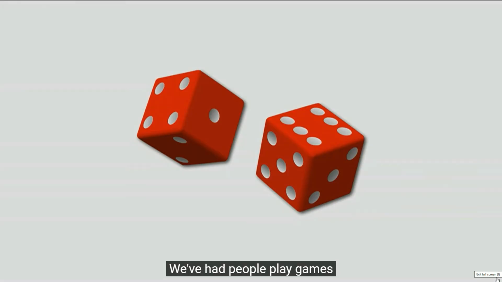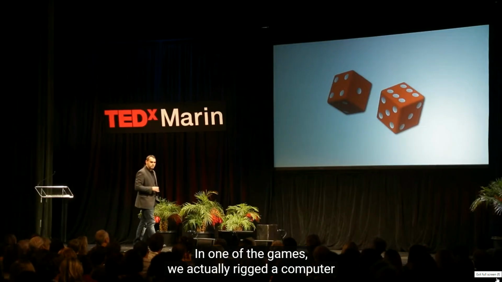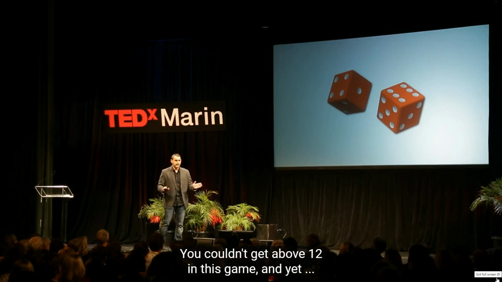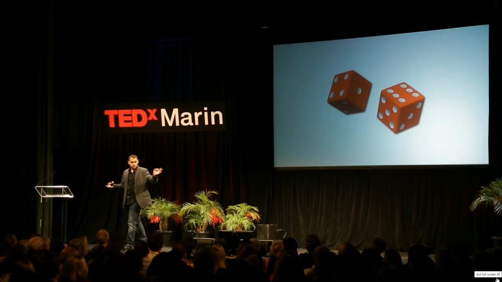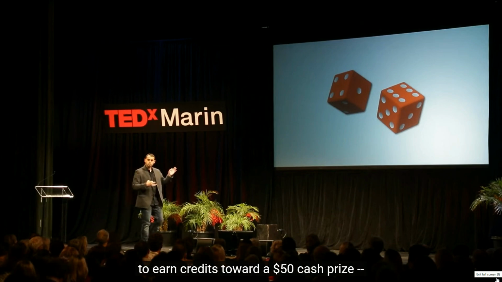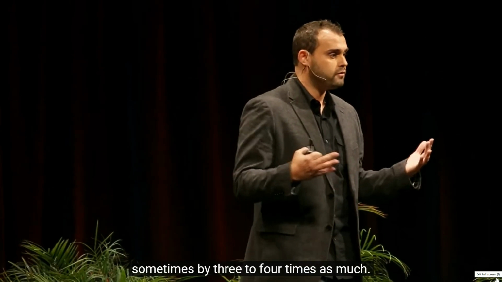We've had people play games to see who's more or less likely to cheat to increase their chances of winning a prize. In one of the games, we actually rigged a computer so that die rolls over a certain score were impossible. You couldn't get above 12 in this game. And yet, the richer you were, the more likely you were to cheat in this game to earn credits toward a $50 cash prize, sometimes by 3 to 4 times as much.